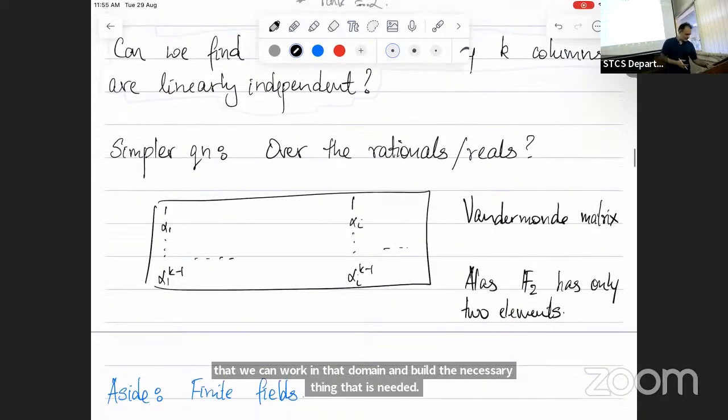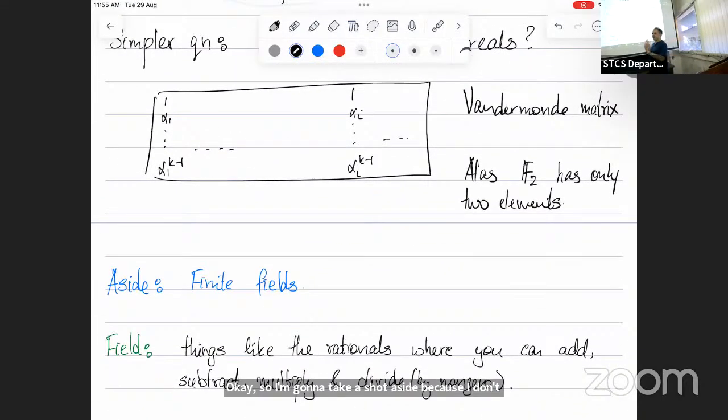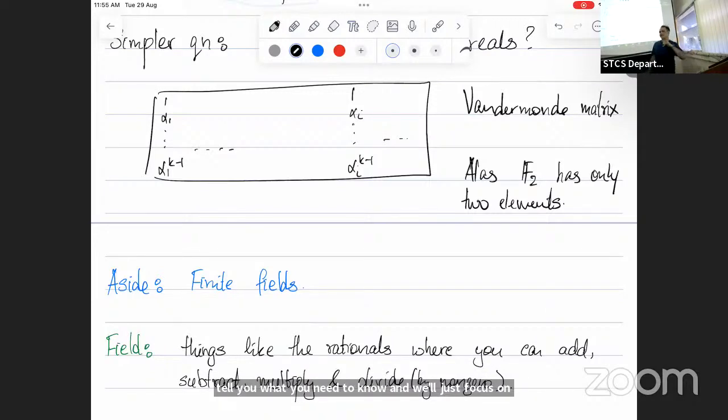Okay, so I'm going to take a short aside because I don't know how many people here have had exposure to finite fields, etc. I'm almost going to prove nothing. I'm just going to tell you what you need to know, and we'll just focus on that. If people are really interested, I can add a reference to some primer on finite fields. But what we need, I'm going to just write down, which will hopefully make things quite clear.